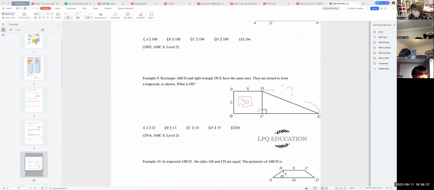Does anybody have a problem with that? Is the area of ABCD 30? Okay, if this is 5, this is also 5. So let's take a look at this one. If this area is 30, we know 5 times CE divided by 2 equals 30. So 5 times CE equals 60. So CE equals 12. Get it? So if this is 5, this is 12. This is very easy. It is 13, because 5 squared plus 12 squared equals 13 squared.